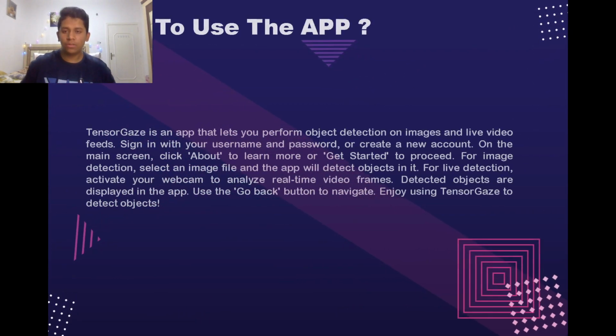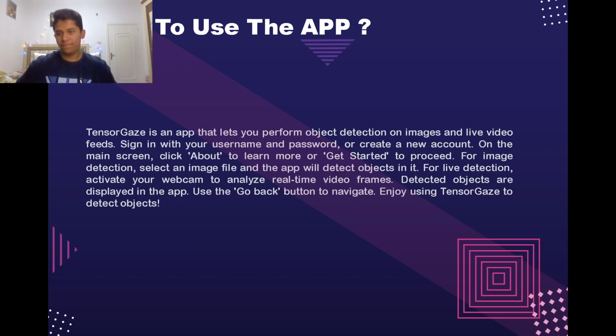Now let's move on to the steps on how to use the app. TensorGaze is a very simple app that lets you perform object detection, live detection, and landmark detection as well. First of all, you have to sign in with your username and password. If you don't have one, no problem, you can create a new account. A main screen will appear. It will have two sections: Get Started, which is to proceed to the landmark detection and object detection, and the About section to know more about the app and the developer.